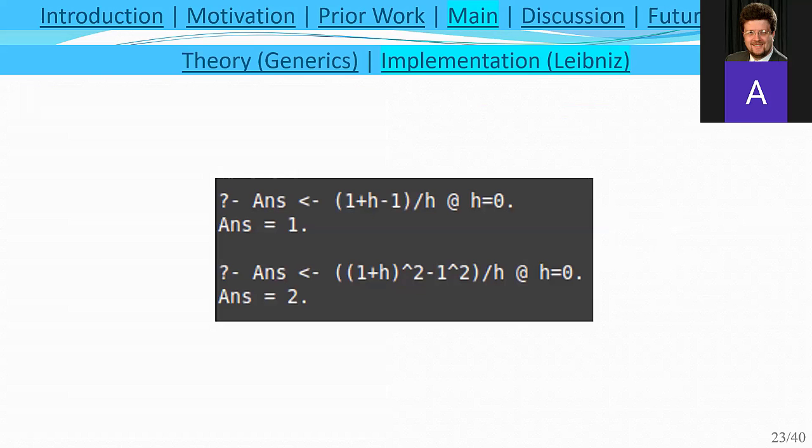We retry the previous problems in Leibniz. As we can see in the figure, Leibniz correctly handles both traditionally indeterminate forms.